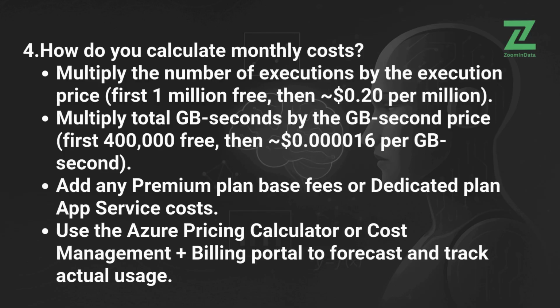How do you calculate monthly costs? Multiply the number of executions by the execution price. First 1 million free, then 20 cents per million. Multiply total GB seconds by the GB second price. First 400,000 free, then $0.000016 per gigabyte second. Add any premium plan base fees or dedicated plan app service costs. Use the Azure Pricing Calculator or Cost Management plus Billing portal to forecast and track actual usage.